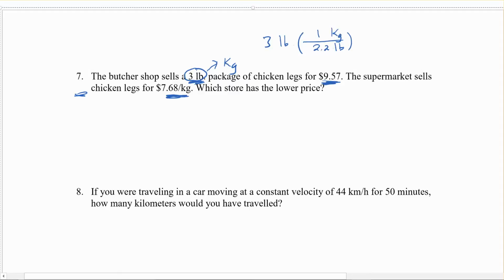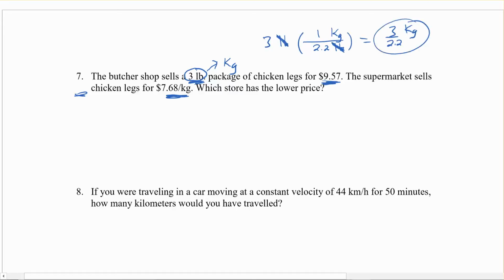So the reason why I put lb on the bottom, or my pounds on the bottom, is because now they're going to cancel, right? I've got pounds on the top of this side. They're going to cancel with pounds on the bottom of that side. So now I've got 3 times 1 over 2.2. That's the same thing as just saying 3 divided by 2.2. And if you do that, you'll end up with an answer in kilograms. So hopefully that made sense.